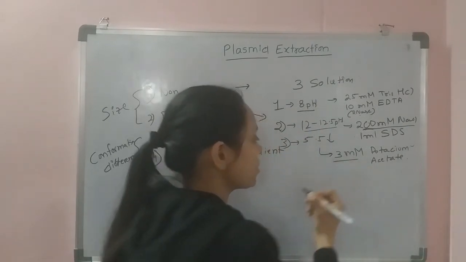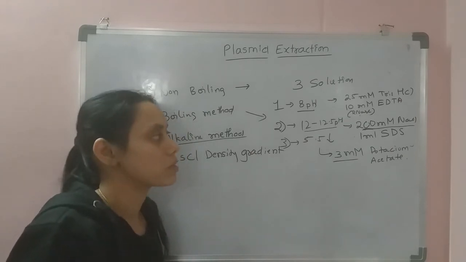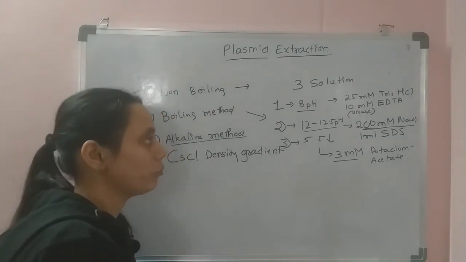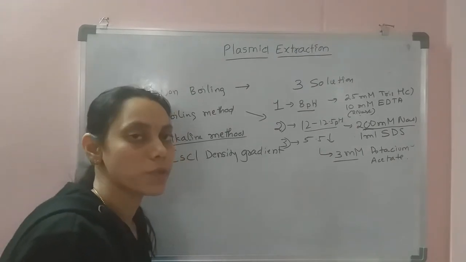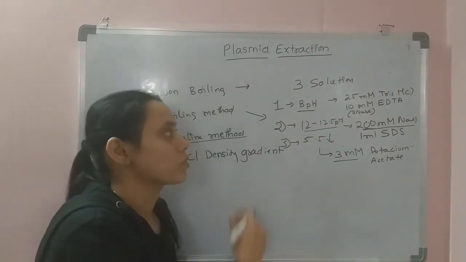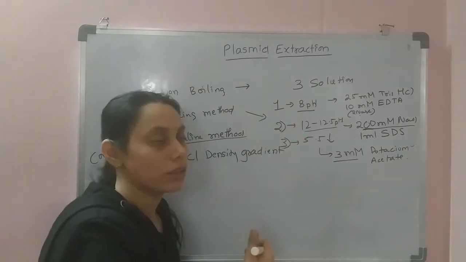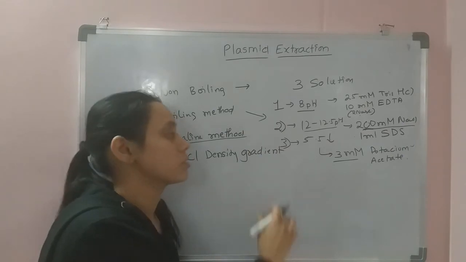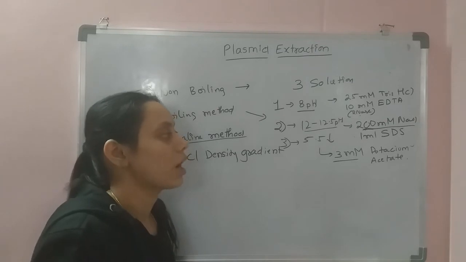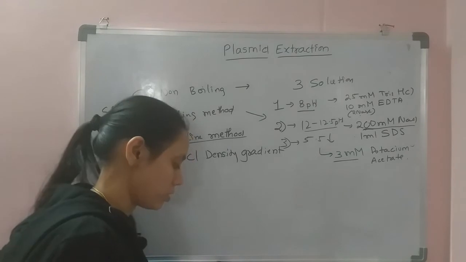So here this potassium acetate decreases the pH. So the rapid renaturation happens in the genomic DNA. These are the major ingredients present in the 3 solutions. The cells will be treated with solution 1 first, and later solution 2 will be added, then solution 3 will be added. So rapid renaturation will happen, and the plasmid will remain the same, and the plasmid can be easily separated.